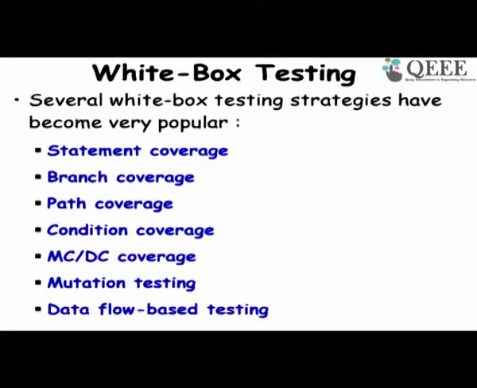So this consists of both coverage and fault based techniques. These are the coverage based techniques: statement, branch, path coverage, condition coverage, MCDC, and data flow testing. Mutation testing is an example of fault testing, where specific test cases are designed to be able to detect certain specific types of faults.